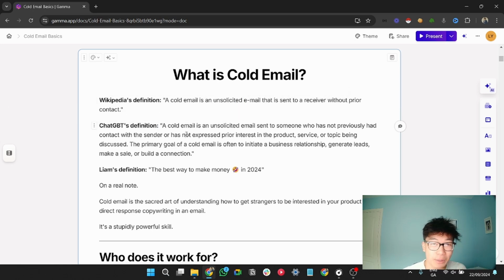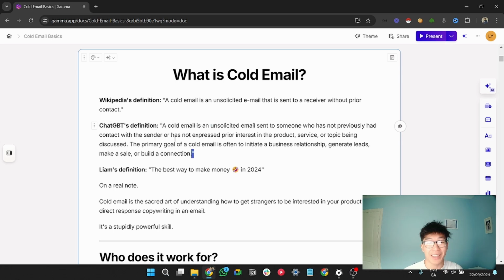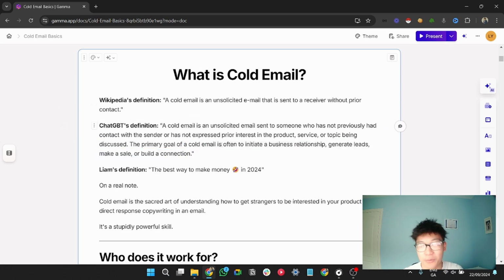I asked ChatGPT as well because I was like, ChatGPT knows everything, doesn't it? A cold email is an unsolicited email sent to someone who has not previously had a contact with the sender or has not expressed prior interest in the product, service, or topic being discussed. The primary goal of a cold email is often to initiate a business relationship, generate leads, and make a sale or build a connection. That is a mouthful. And yeah, this is basically this, but just with extra words.